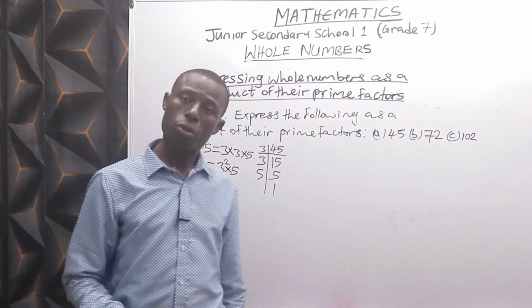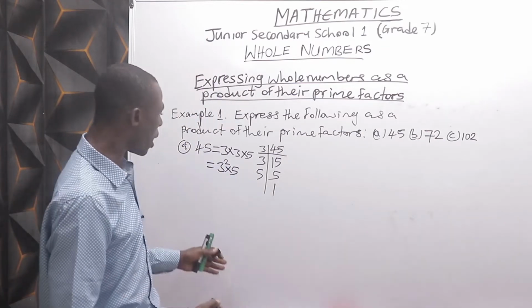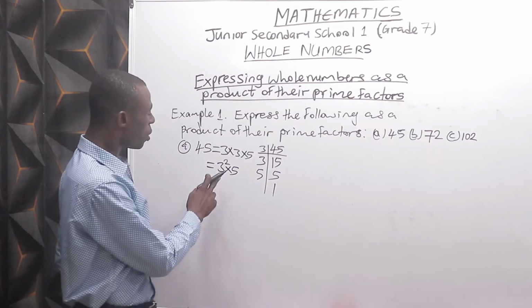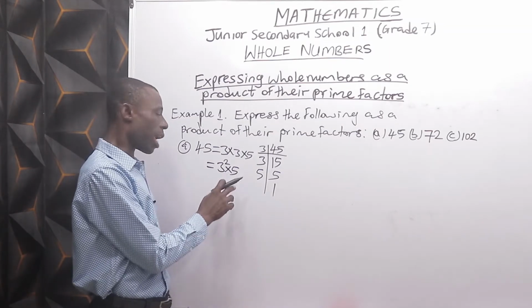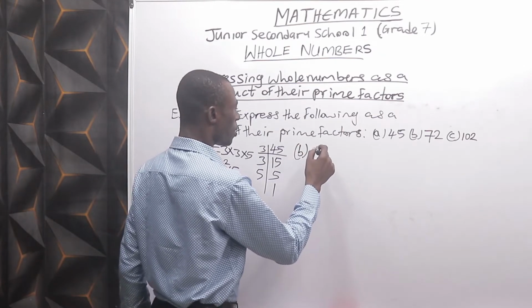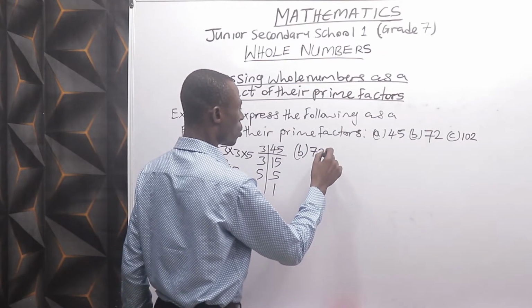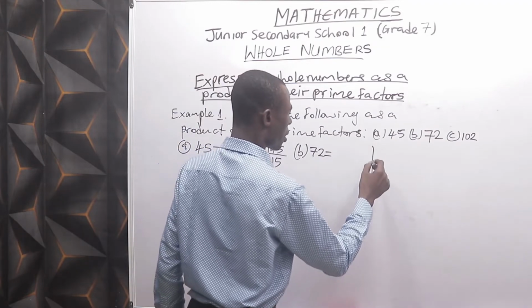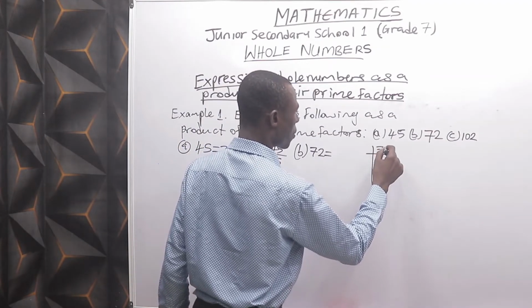If the question asks you to leave it in index form, it is then mandatory for you to leave it as 3 raised to power 2 times 5. The question B, that is 72. Let's see the way it is expressed.